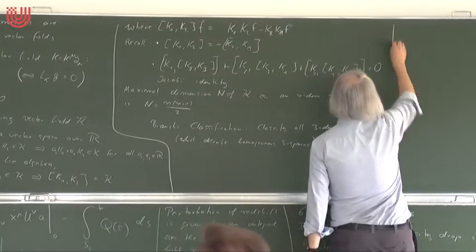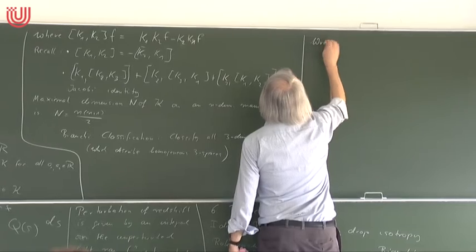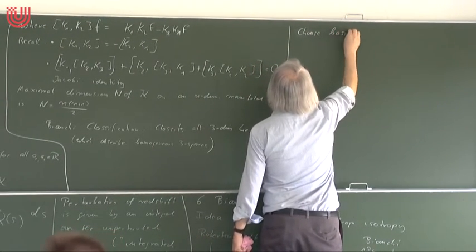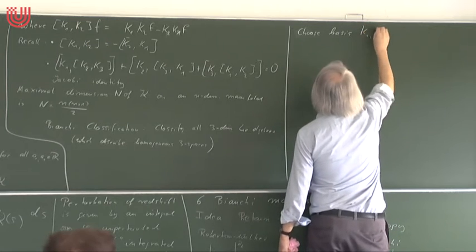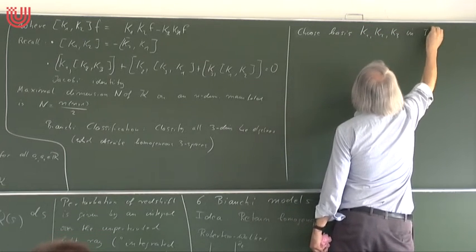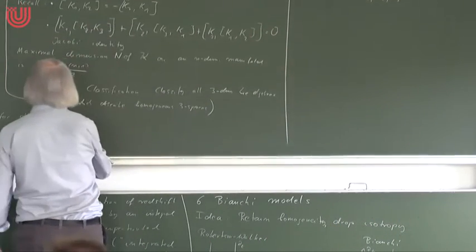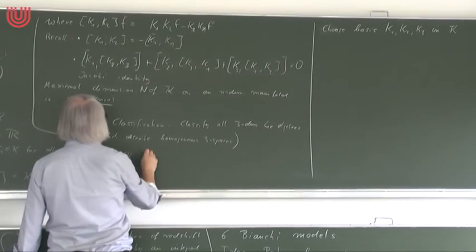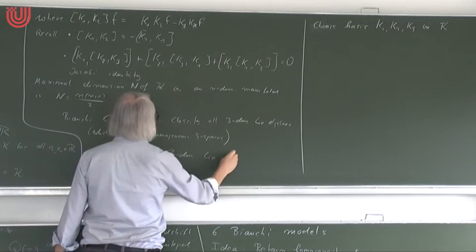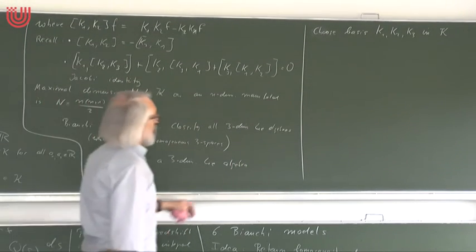So the method is the following. We choose a basis, let's call them K1, K2, K3 in K. So K is a Lie algebra, the three-dimensional Lie algebra we want to classify. So let K be a three-dimensional Lie algebra, and then we choose a basis.